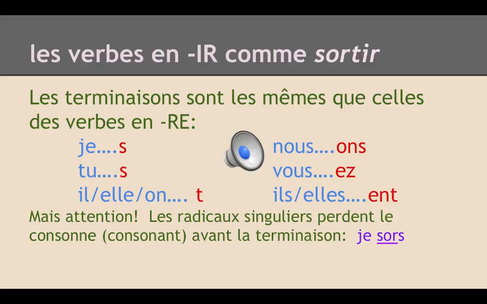However, for the singular forms, only the singular forms, you take off that final consonant. So you don't say sort, S-O-R-T-S, you say sors, S-O-R-S. That T in the middle drops away. It comes back again in all the plural forms. So before the EZ and the ONS and the ENT, you have to have the T or the M or whatever the consonant happens to be. So you don't hear it and you don't see it in the singulars, you do hear it and you do see it in all the plurals.